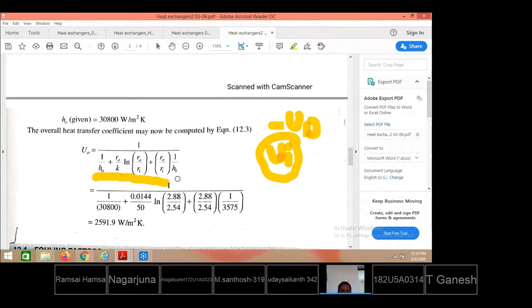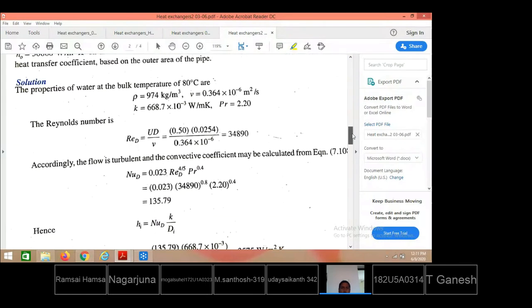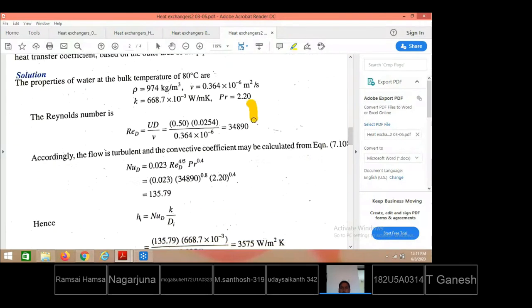The value estimated is 2591.9 watt per meter square Kelvin. In the given problem, they gave the outside overall heat transfer coefficient, and the inner radius and outer radius, or inner diameter and outer diameter, and the water velocity while flowing through the tube is also given. So except for the hi value, hi is to be found out. This is the method we are following.